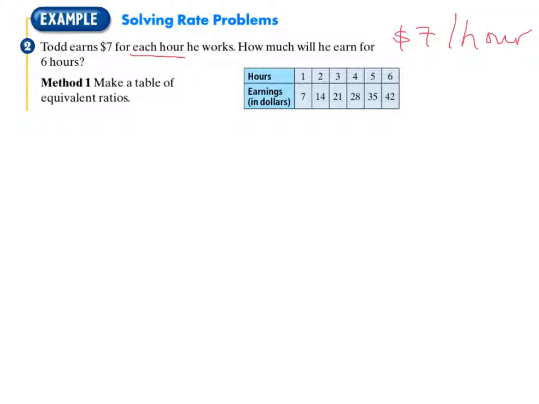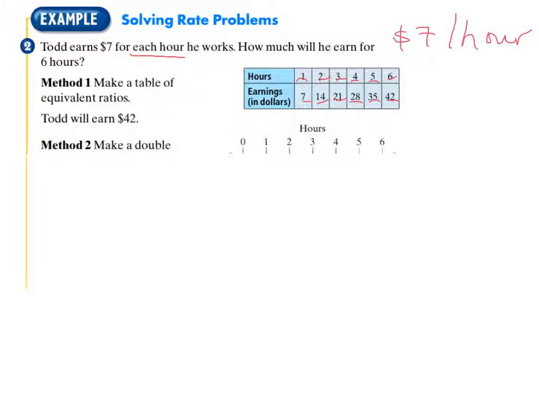So first we're going to make a table of equivalent ratios. If we know that 1 hour gets him $7, then we can do math. 2 hours, 2 times 7 gets me 14. 3 hours, 3 times 7 gets me 21. 4 hours, 4 times 7 gets me 28. 5 hours, 5 times 7 gets me 35. 6 hours, 6 times 7 gets me 42. So Todd will earn $42 in 6 hours.